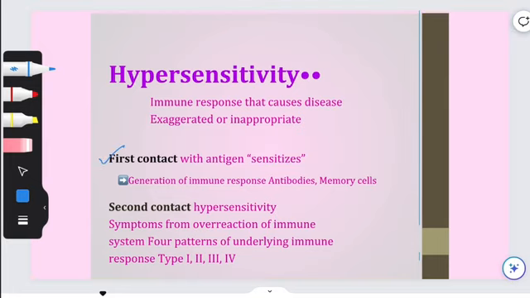The first contact with an antigen sensitizes a patient to that antigen. This generates an immune response. It may involve antibodies. It may also involve memory cells. The second contact with the antigen results in the hypersensitivity reaction and patients develop symptoms from an overreaction of the immune response.